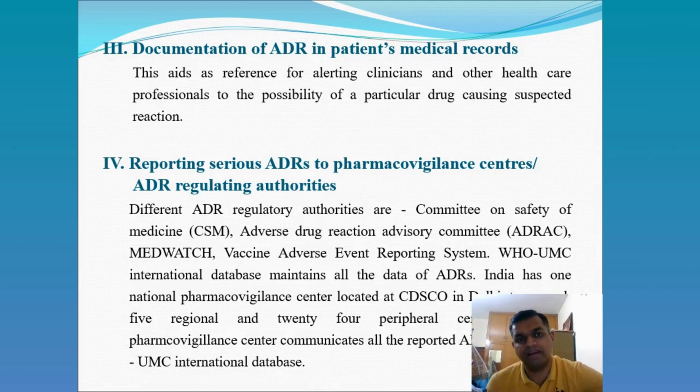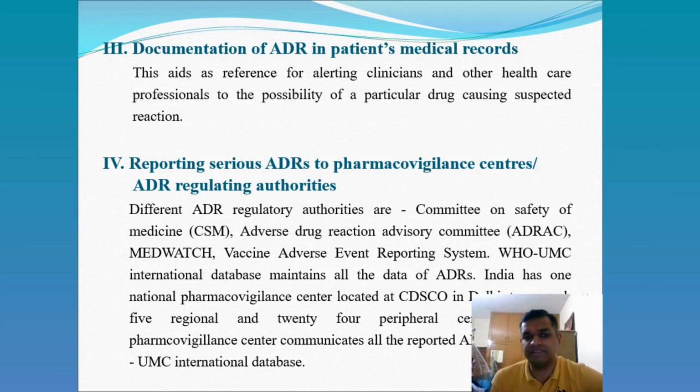Now, the third step of ADR monitoring is the documentation of the ADR in the patient medical records. This process will serve as a reference for alerting clinicians and other healthcare professionals to the possibility of a suspected causal reaction. And the last step in ADR monitoring is the reporting of the ADR to the pharmacovigilance centers or to the ADR regulating authorities. The different authorities where ADR reporting can be done are CSM, Committee on Safety of Medicines, Adverse Drug Reaction Advisory Committee, ADRAC, MedWatch, and Vaccine Adverse Event Reporting System. They are the regulatory bodies and authorities all over the world.